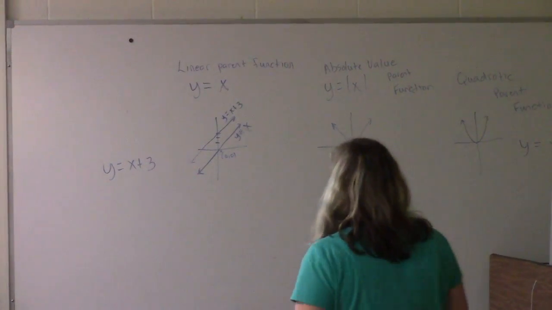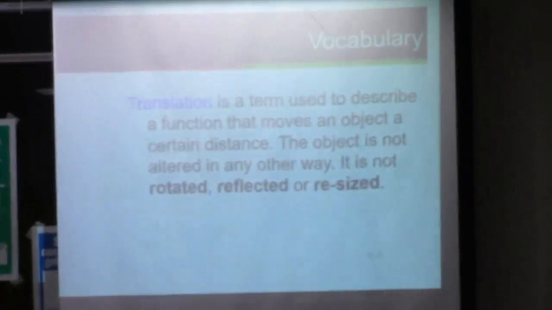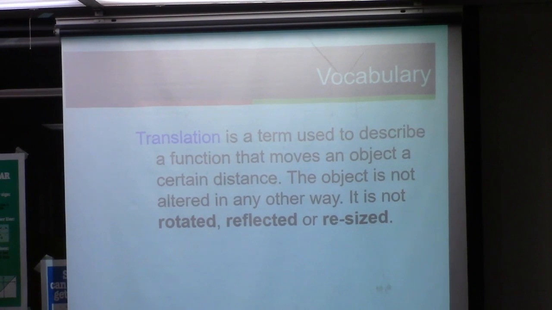All right, so that's parent function. The other vocabulary word that you have there is translation. Did everybody get parent function, by the way? Okay. Translation is a term used to describe a function that moves an object a certain distance. When I translate something, it doesn't change size, it doesn't change shape, it just moves.